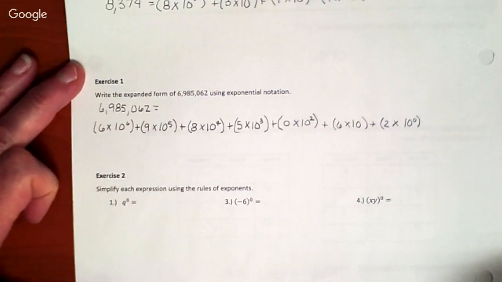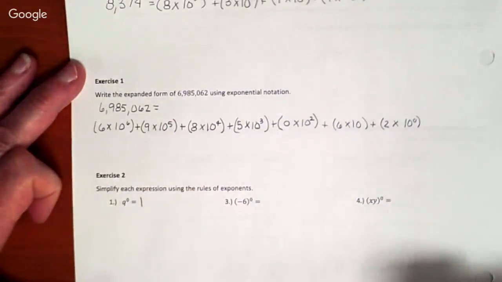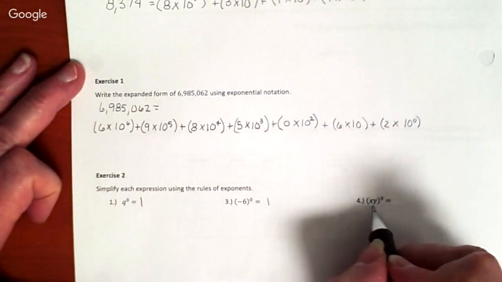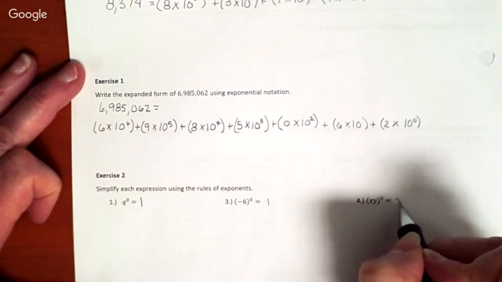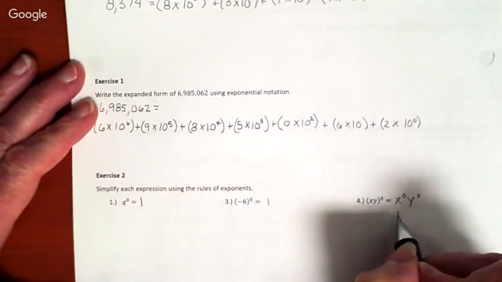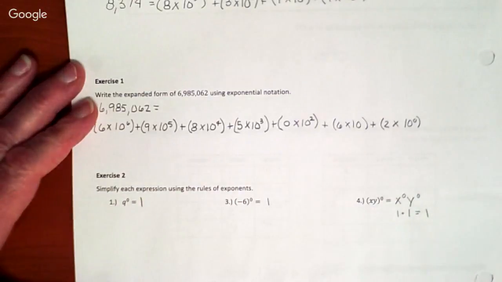So in exercise 2, we're going to simplify each expression using the rules of exponents. In this case, q to the 0 power would equal 1. Negative 6 to the 0 power, again, would equal 1. Here we have xy to the 0 power, which would equal x to the 0 power, y to the 0 power, which would equal 1 times 1, which would equal 1.